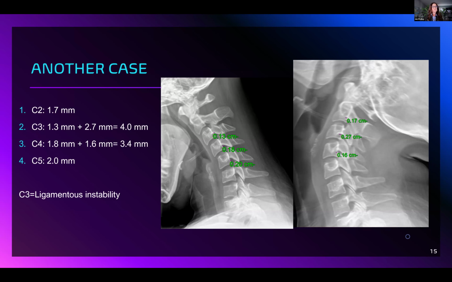And then C4 is on the verge, right? And that's something that I will even remeasure because I'm like, oh, 3.4. What if I measured incorrectly? So I always remeasure if I'm right on the border. But it was consistent at 3.4 millimeters. I know it's just under our value for instability. And then C5 at 2 millimeters. So ligament instability is going to be at the level of C3 again. I didn't even mean to do that, but having the second case here.